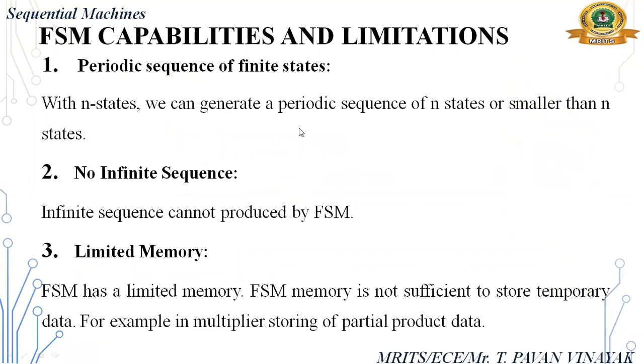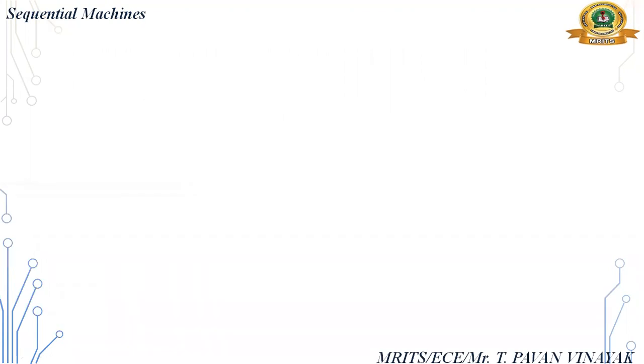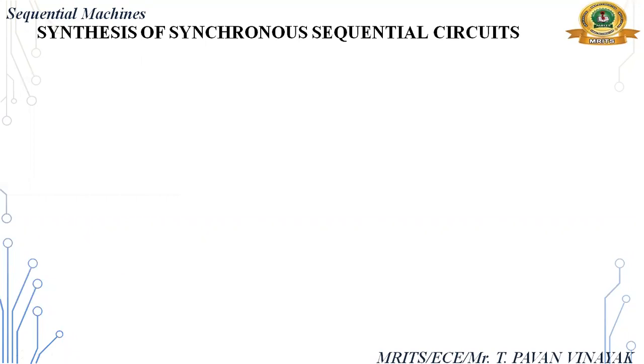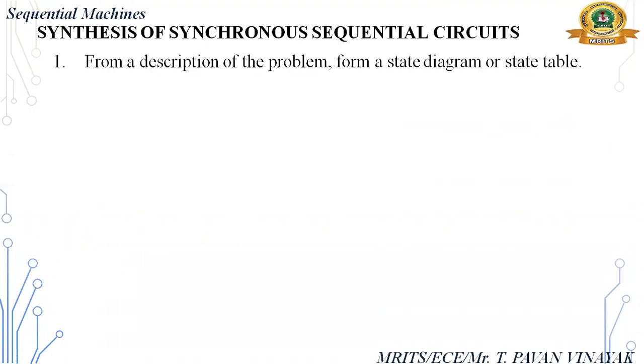Now, how to design FSM? Till now, you know the meaning of FSM, types of FSM, and limitations. So how to design it? To design the FSM, there are some steps called synthesis of sequential circuit. First, from the given problem, form the state diagram and state table. First step is to understand the given problem and draw the state diagram and state table.